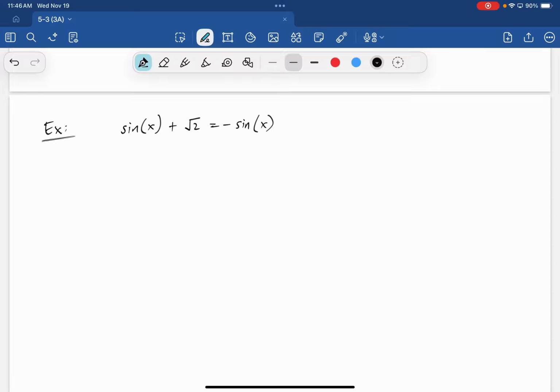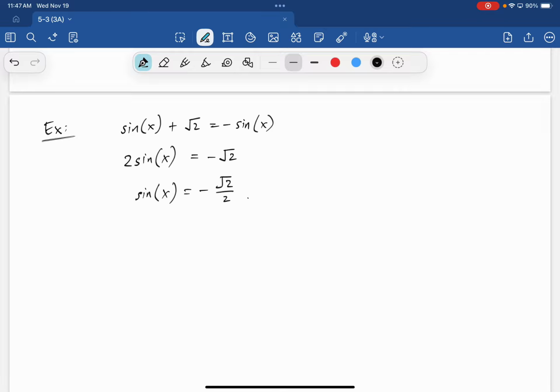If I move the sines to the left side, I'm going to have 2 sine x. And then I move the root 2 to the right side. So 2 sine x equals negative root 2. And then I can divide both sides by 2, and I'll have sine x equals negative root 2 over 2. So try to do some simple algebraic manipulations. Get the trig function to one side and have it isolated. Got it?